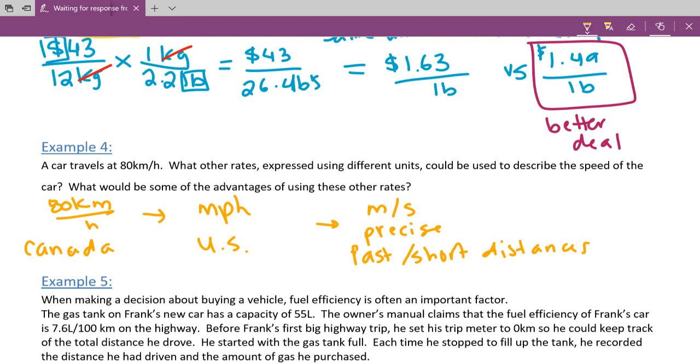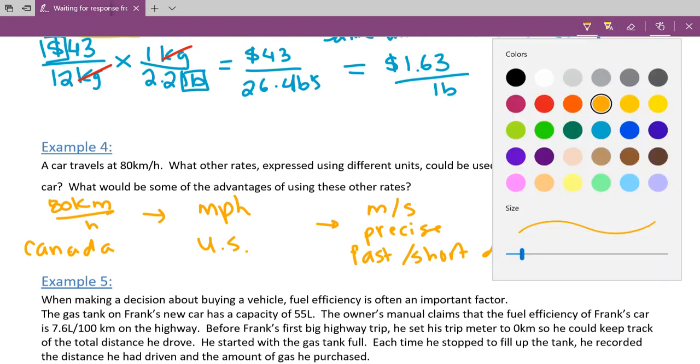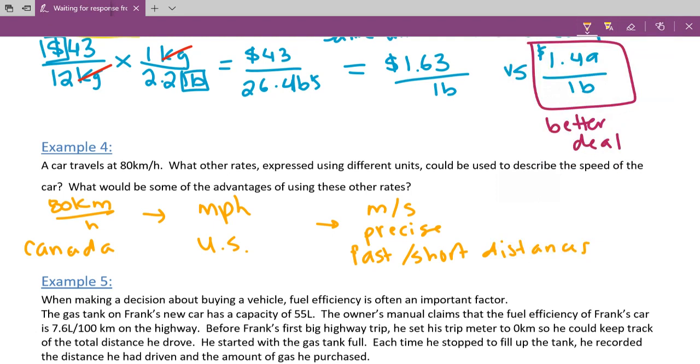You don't want to measure your trip to Edmonton in meters per second, because if you're going 300 kilometers, you're going 300,000 meters. And if it takes you 3 hours, that's going to be a whole lot of seconds. So we want to use more precise measurements for smaller trips or events, larger measurements for larger trips and events. But all of these are talking about the same thing. They're all still just a comparison of a distance related to a time.